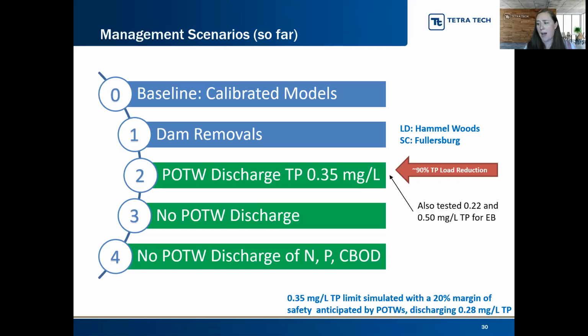The 0.35 comes from the assumption that there would be a 20% margin of safety that the plants would work under, meaning that the actual discharge coming out of the plant is probably going to be 0.28. So that's the context of how these scenarios were run.